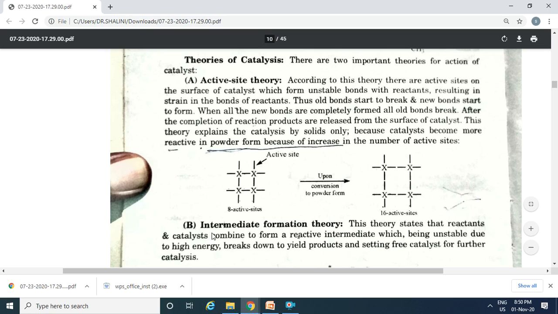The second type of theory of catalysis is the intermediate formation theory. That is, it assumes that an intermediate is formed. This theory states the reactants and catalysts combine to form a reactive intermediate, which, being unstable due to high energy, breaks down to yield products and set free the catalyst for further catalysis.